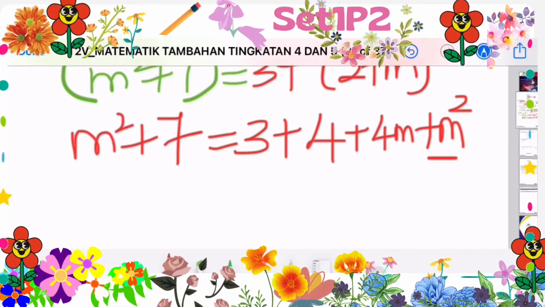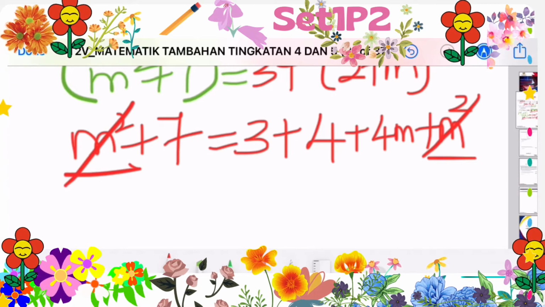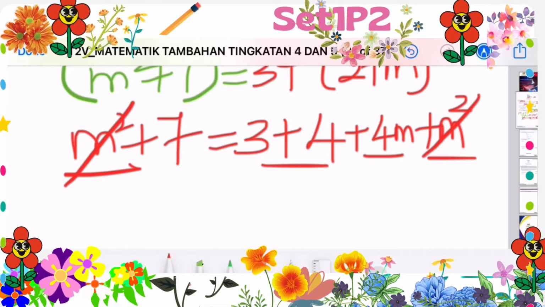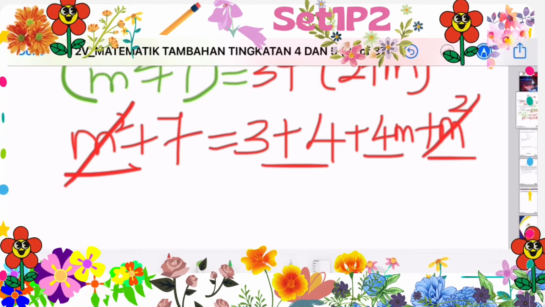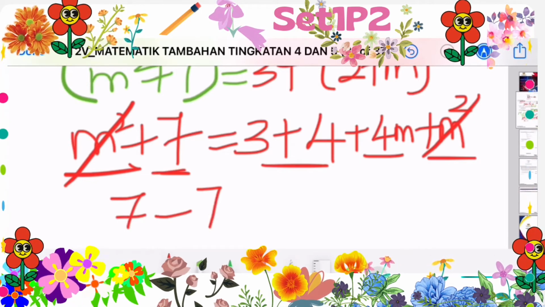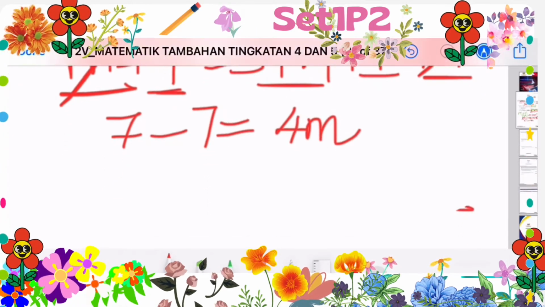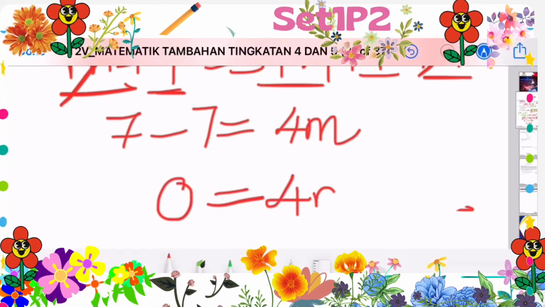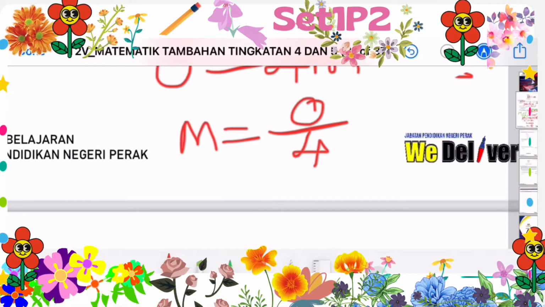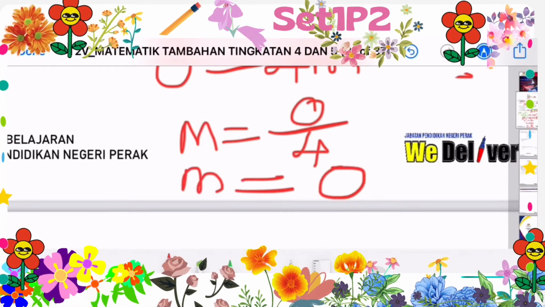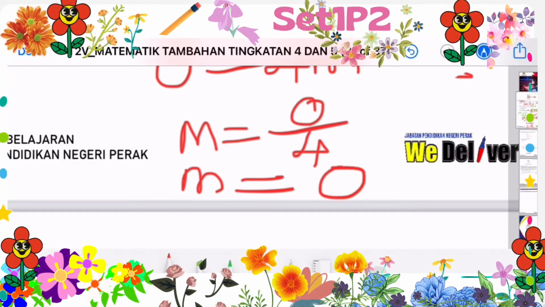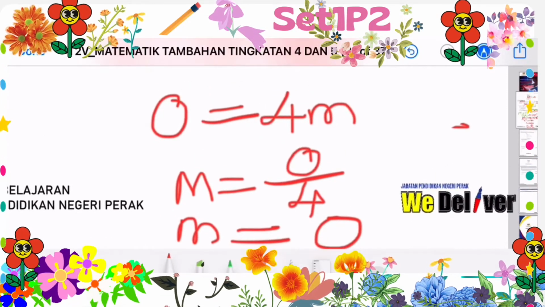Now let's see, we can cancel out the m squared, and then we have 7 and 4m. So here we have 7 minus 7 is equal to 4m. Wow, so we have m is 0. Why? Because m is 0 over 4, so the answer is 0 for m. So that's all my sharing on question number 1 for paper 2. Till then, bye bye and have a nice day.